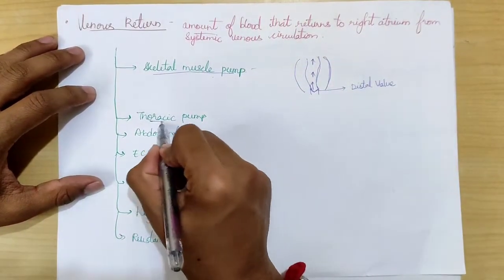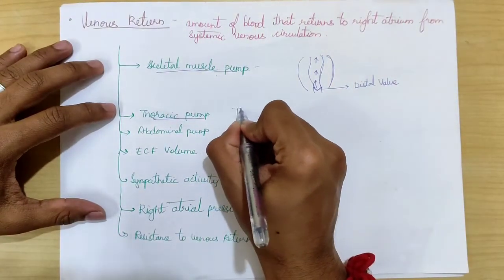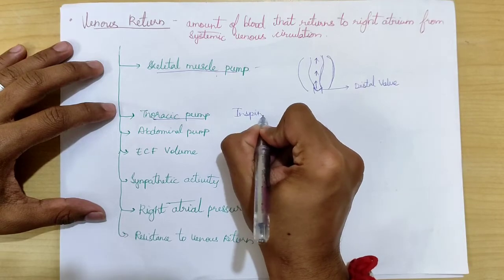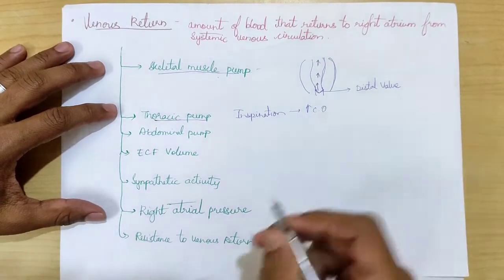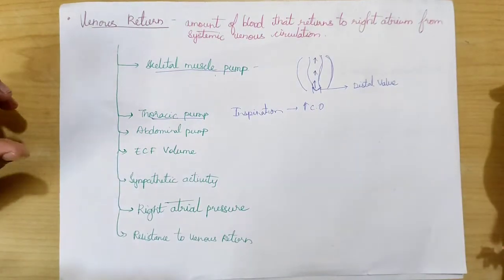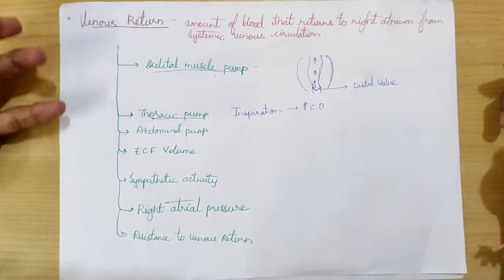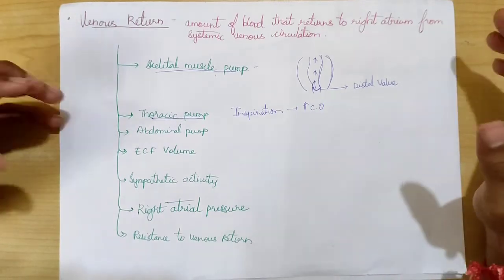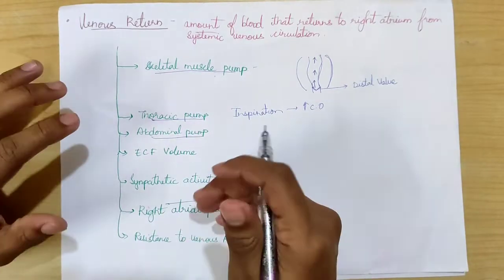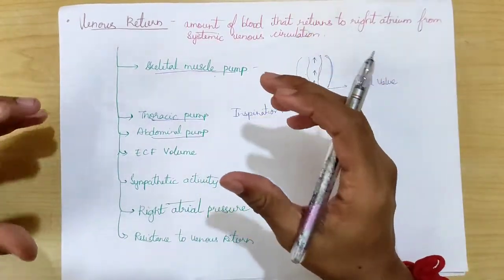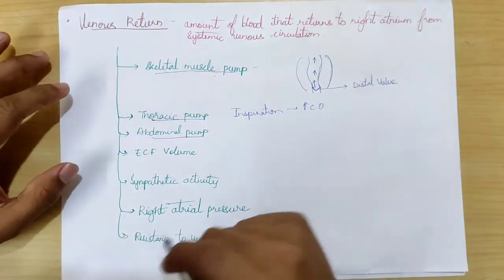The next pump is the thoracic pump. During inspiration, the cardiac output increases. This happens due to the negative intrathoracic pressure. The intrathoracic pressure becomes more negative, and therefore there will be an increase in the cardiac output. The next is the abdominal pump. It is the same: when there is inspiration, the abdominal muscles also help in the inspiration. When these contract, there will again be an increase in the cardiac output.